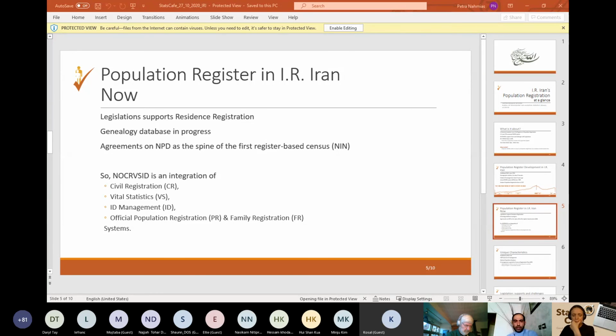So CRVS ID is an integrated system of civil registration, vital statistics, and ID management, and it prepares data for vital statistics, and vital statistics verifies aggregated data. ID management guarantees data flow and quality, and they all enable us to well establish population registration and family registration in the future. Next slide, please.